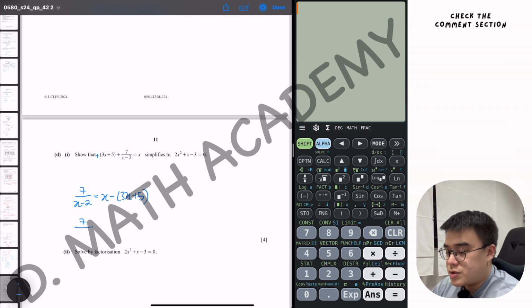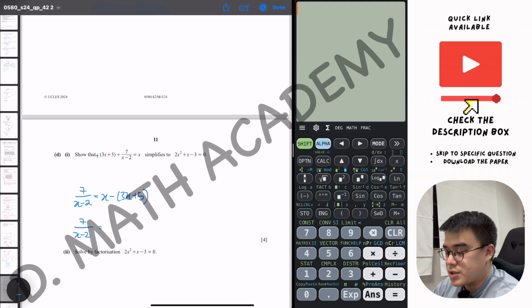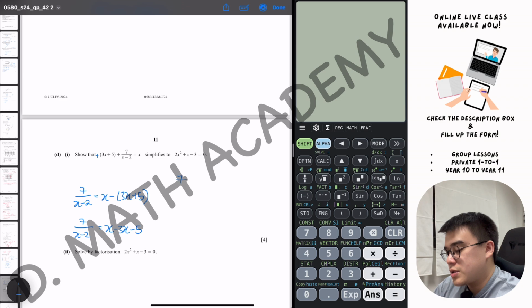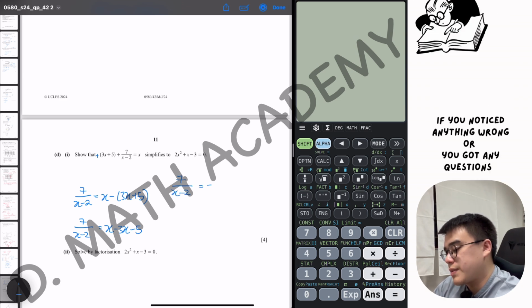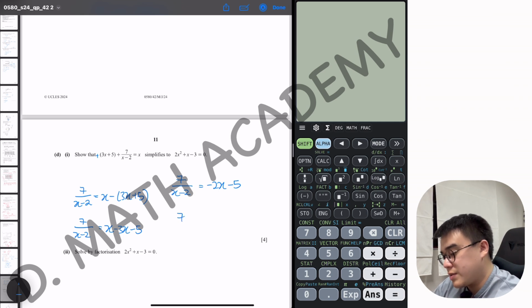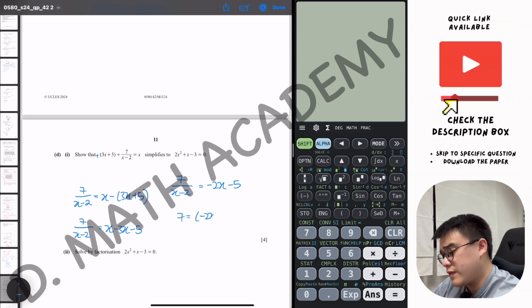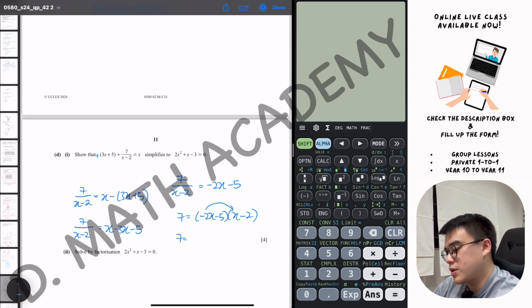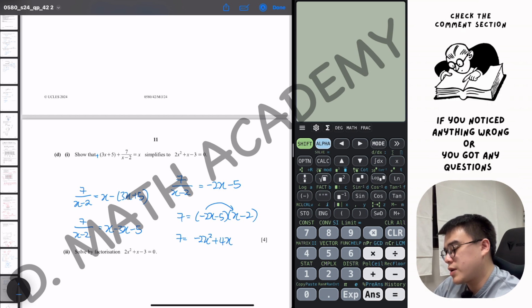So x minus 2, when you expand it out, it's going to be x minus 3x minus 5, making the answer -2x minus 5. So it becomes -2x minus 5, multiplied with x minus 2. Expand it, you will get -2x squared, +4x, -5x plus 10.